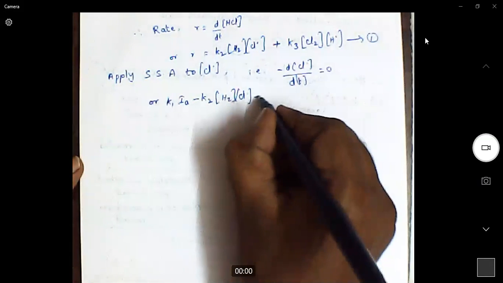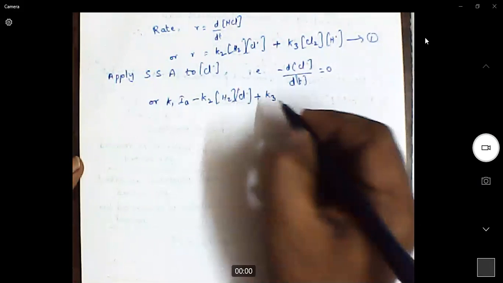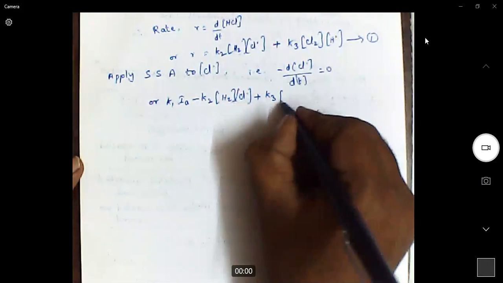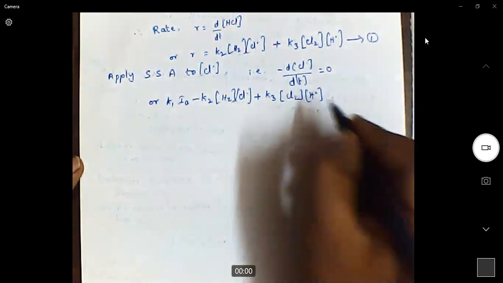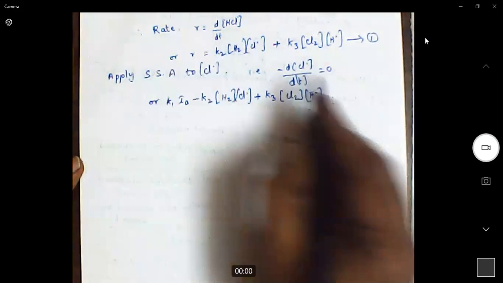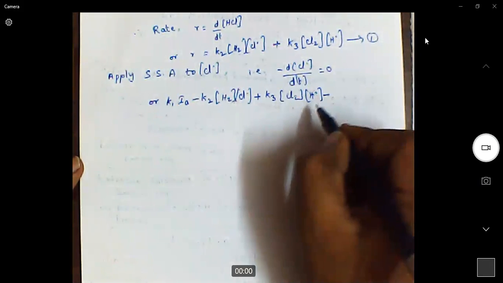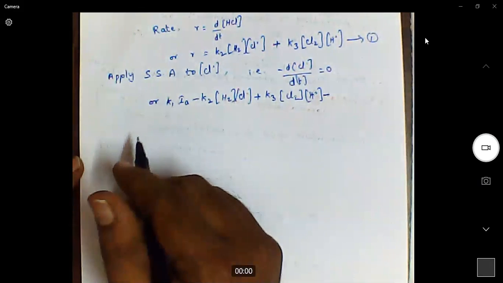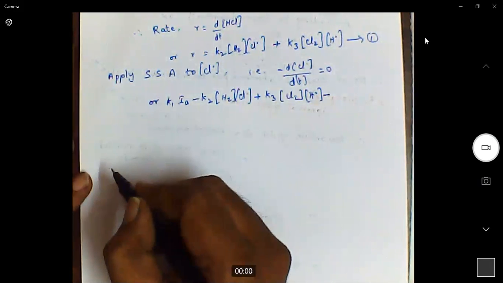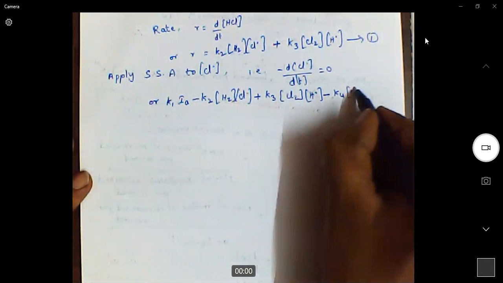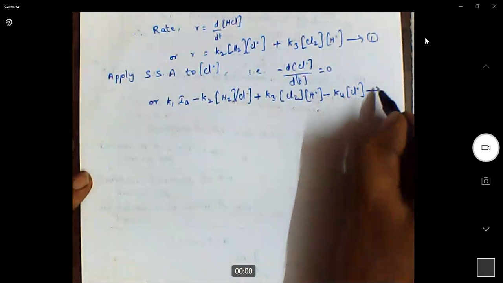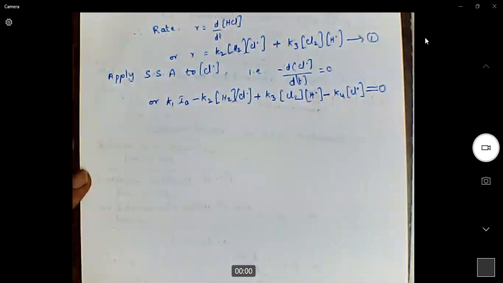In the third step, it is a product, so I'll take a plus sign, rate constant K3, reactants Cl2 and hydrogen radical. And in the fourth step, it is the reactant, so I'll take a minus because it is decomposing, minus K4 rate constant and reactants. So this is equation 2.